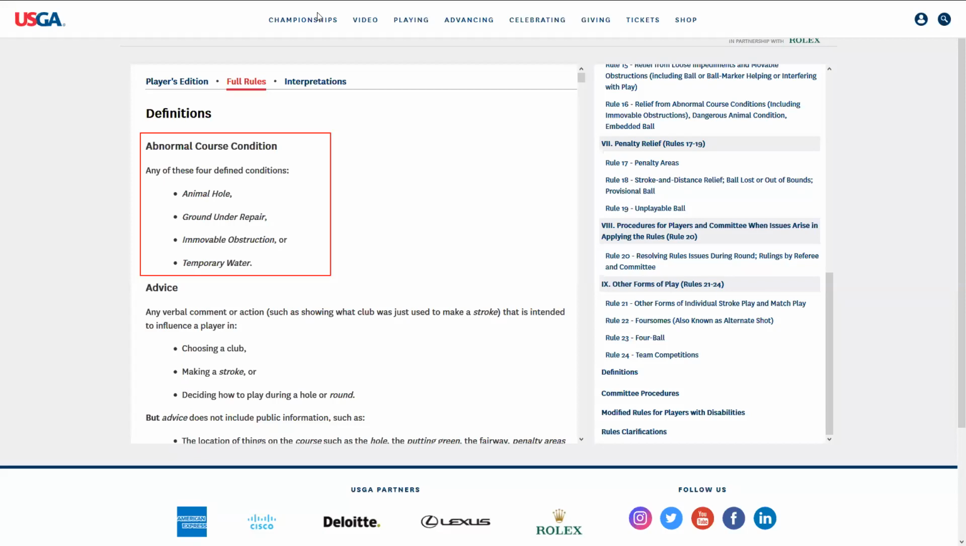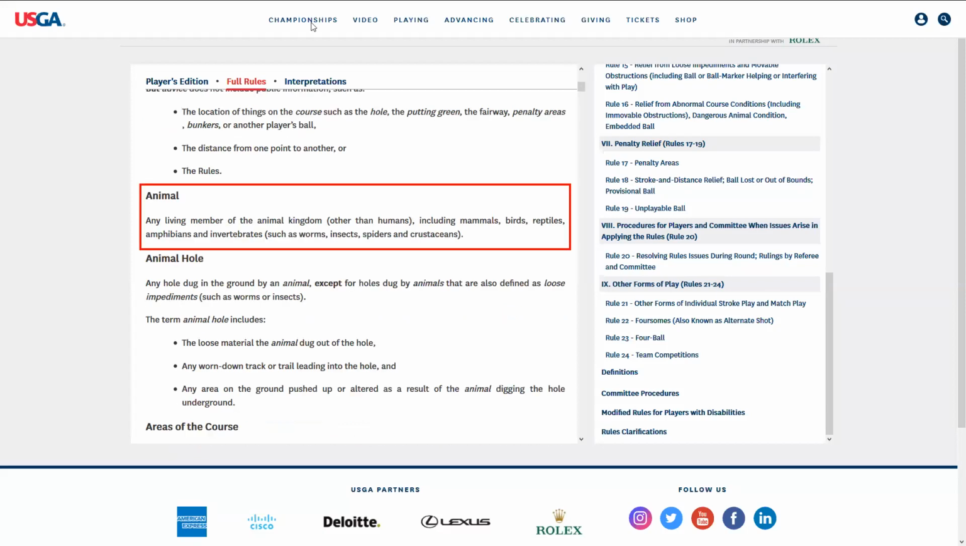So, second one I want to look at is animal. Any living member of the animal kingdom other than humans. Put a period and ignore all the rest of the stuff. Anytime they give you something that says including, that just, if you're not too smart to know what animals are, tells you what are animals. So an animal is any living member of the animal kingdom other than humans.